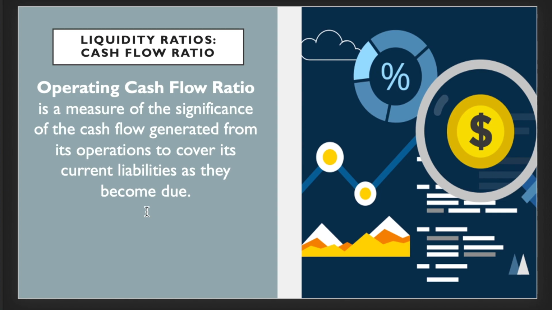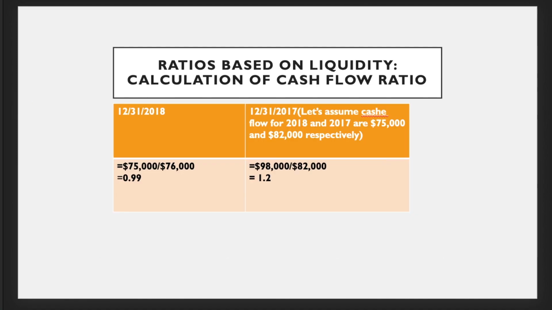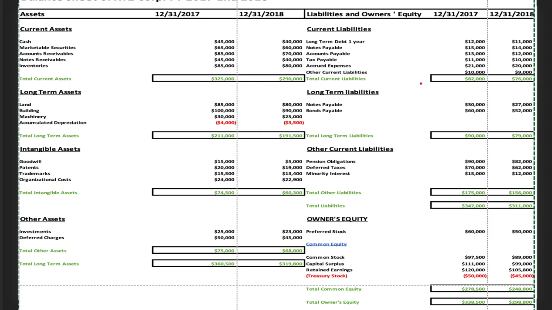So the cash flow ratio can be calculated by cash flow from operation in the numerator divided by its current liabilities. The cash flow from operation, as I told you earlier, can be calculated by reconciling the net income. Let's pause the video for a moment and try to calculate the cash flow from operations. Assume that you have cash flow from operation for 2018 and 2017 to be $75,000 and $82,000 respectively. And as you know from the balance sheet, your 2017 and 2018 current liabilities are $82,000 and $76,000 respectively.